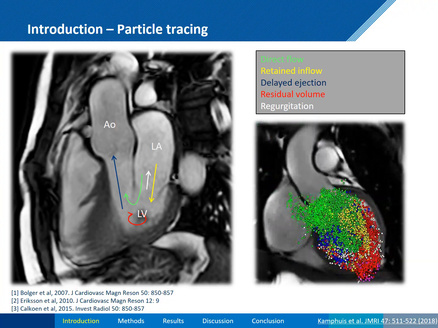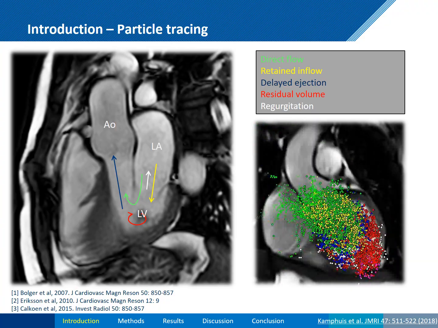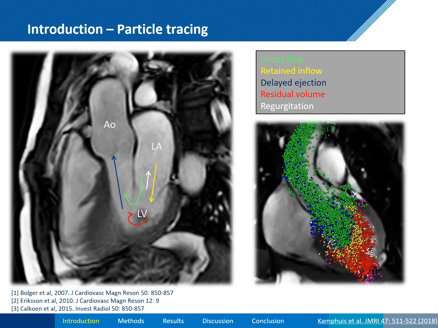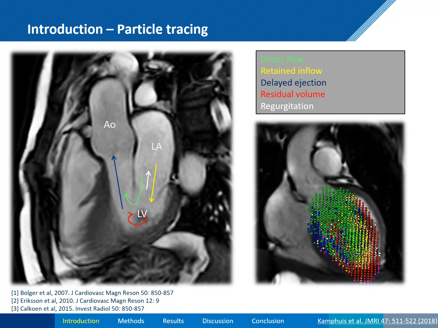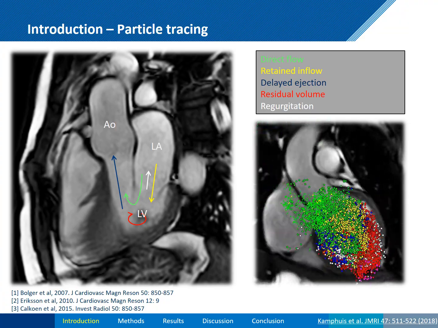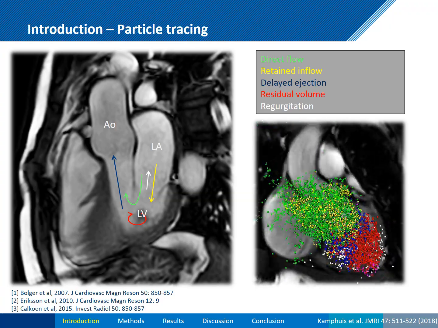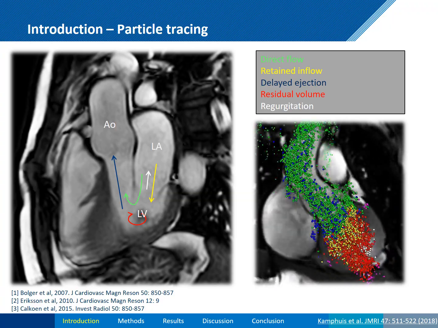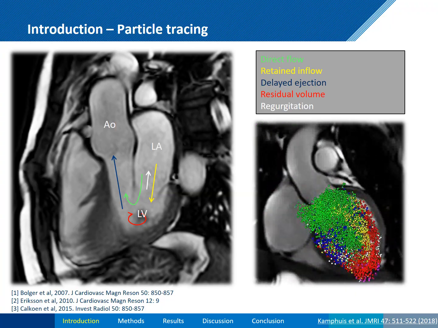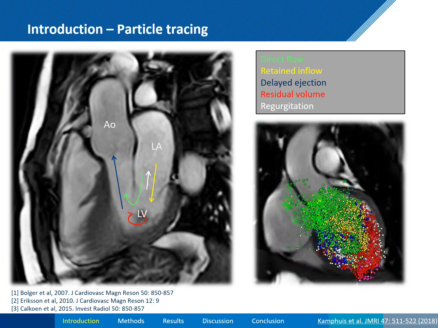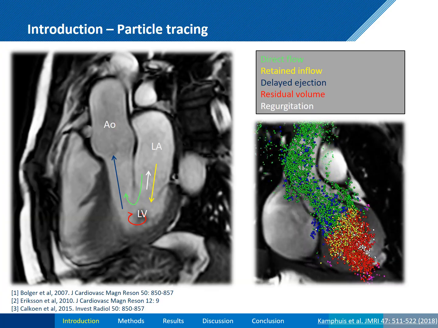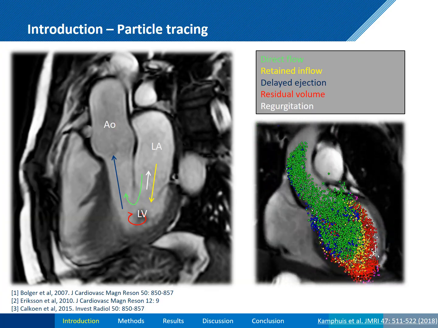4D flow MRI can also be used in combination with particle tracing to evaluate the distribution of intracardiac blood flow and ventricular in- and outflow volumes. From the inflow volume, the direct flow and retained inflow portions can be distinguished, where the retained inflow is the portion of inflow that is not ejected in the subsequent systole. From the outflow volume, direct flow and delayed ejection flow can be distinguished, where the delayed ejection flow volume is the portion of outflow that was not part of the inflow from the previous diastole.